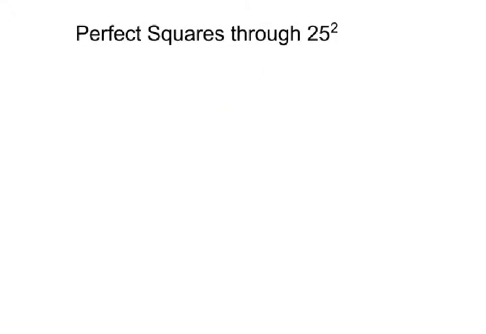So you were asked to write your perfect squares up through 15. A perfect square is when two numbers are multiplied together, and the answer is the perfect square. So 1 times 1 is 1. That's not going to help us today, though. 2 times 2 is 4, and so on.